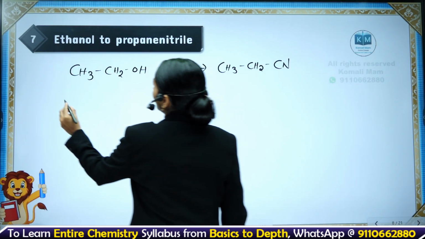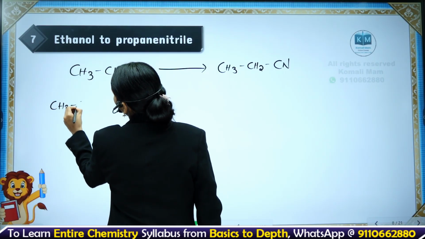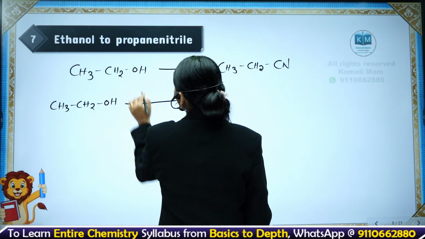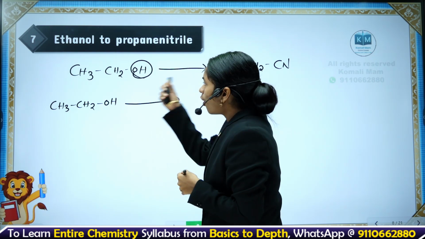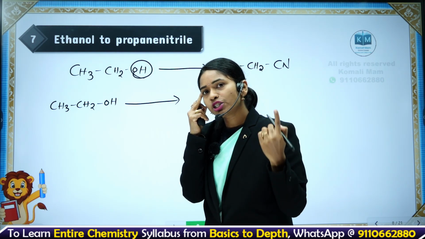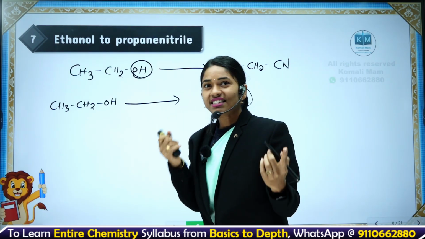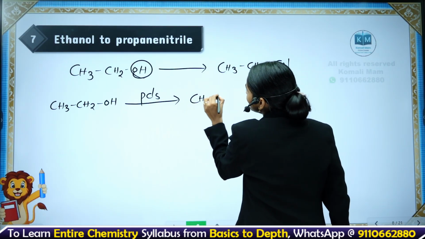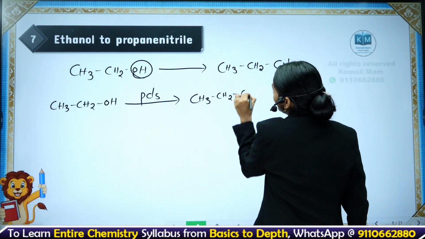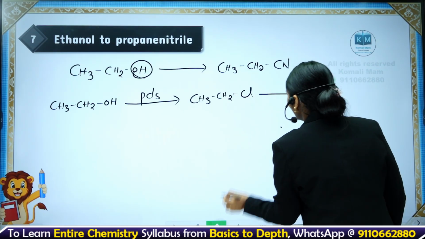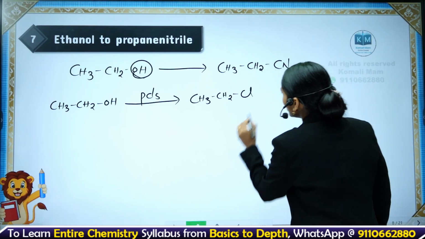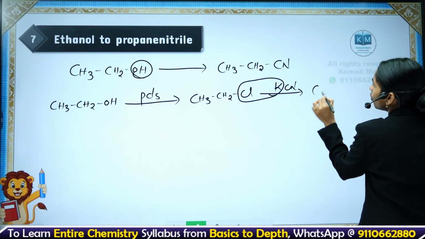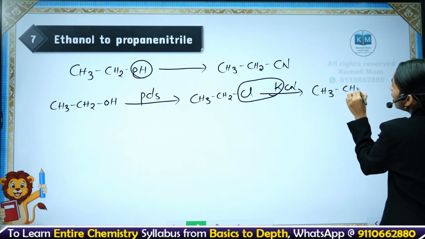CH3CH2OH. Now this OH we want to replace. See, we have already done this. How can you replace that OH with a Cl? Got the clarity? PCl5 or SOCl2. Use PCl5. Then CH3CH2Cl. Okay, done. After that, treat with KCN. KCl goes out, and we get CH3CH2CN.